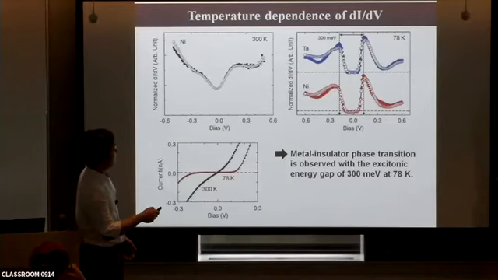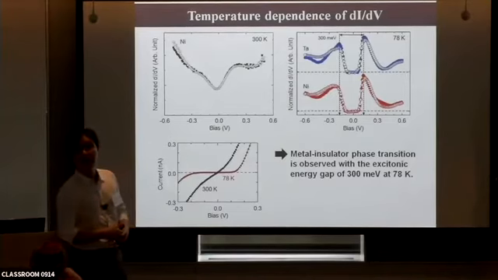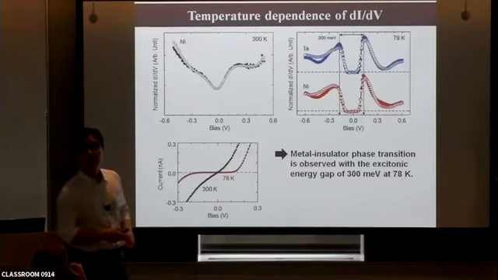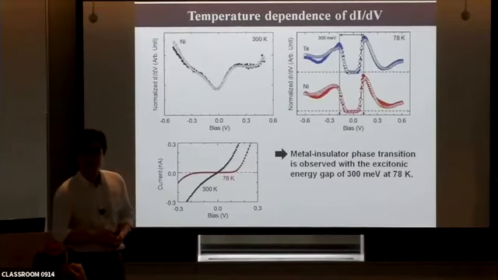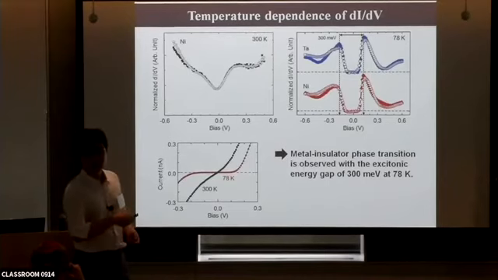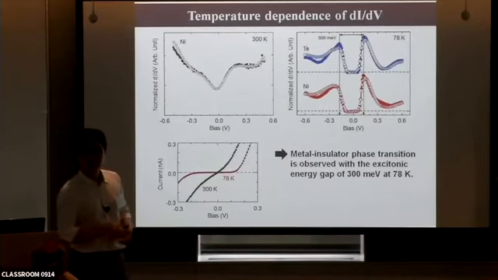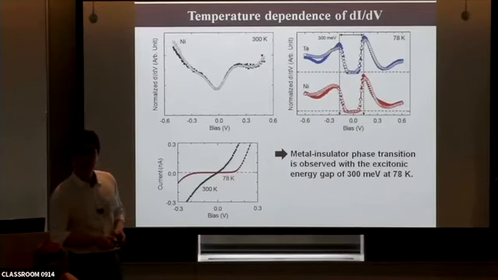Would you show us the data between 300 Kelvin and 78 Kelvin? Do you have data? You don't have that data? Yeah, no, we only have the 300 and 78 Kelvin data. So we only have the two temperature data. And the standard understanding is that at 300 Kelvin, the resistivity measurement indicates that the system is insulating.